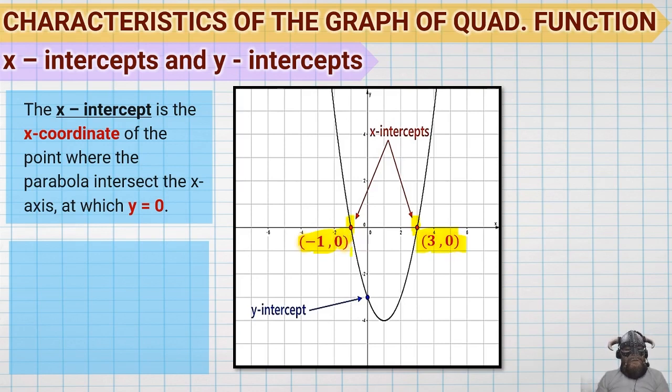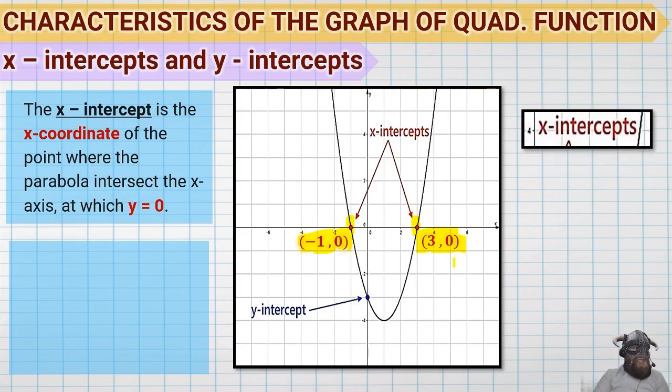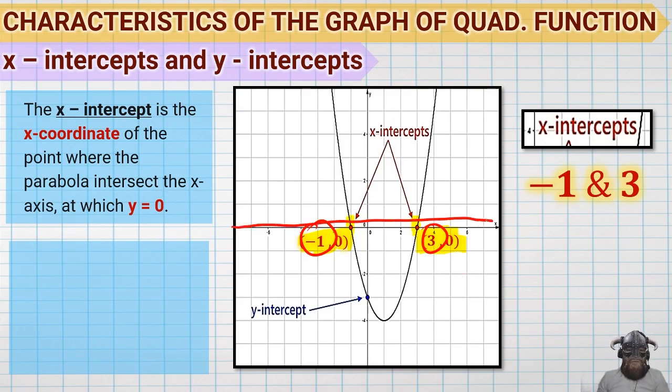The coordinates is not exactly the x-intercept. The x-intercept from this graph will just be the x values. So, ang x-intercept natin dyan will be itong negative 1, at itong positive 3. So, the x-intercept for this given is negative 1 and positive 3. Kasi nag-intersect siya. Ito yung x-axis natin, no? Tumama itong point na to, tsaka itong point na to, doon sa ating x-axis. So, yan yung x-intercept natin.